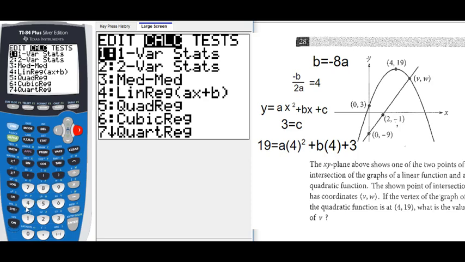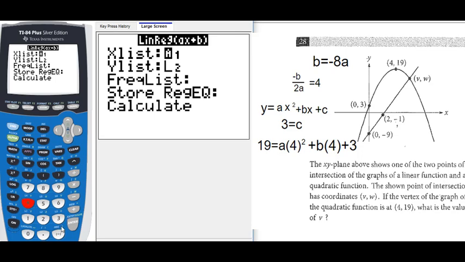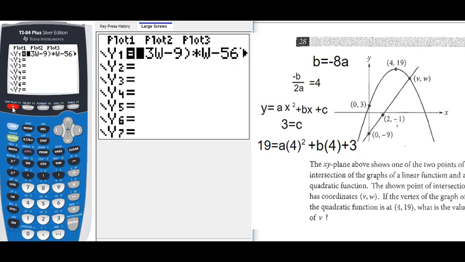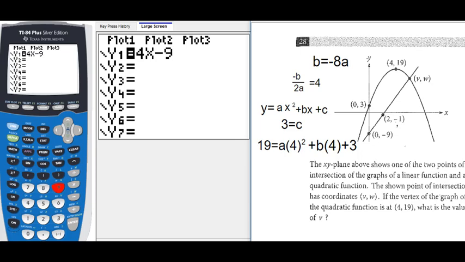So I put the 4. Then I will say enter. Then that's your answer is 4x minus 9. So I will put in, here is 4x minus 9. That's the linear function. Then I work on that quadratic function. For the quadratic function, that's y equals ax squared plus bx plus c.